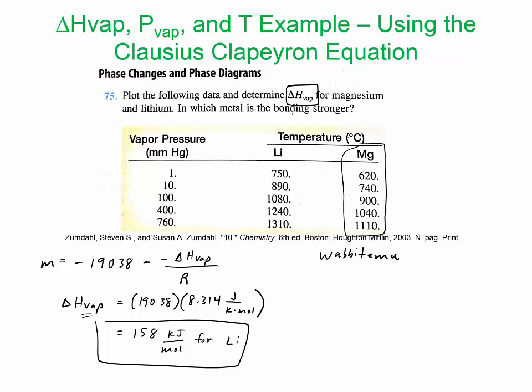So do it for this, and the question is: which metal is the bonding stronger in? Remember, if you increase the IMFs, you increase the intermolecular strength of the bond, so it's harder to boil, which gives rise to a higher enthalpy of vaporization. So you need to figure out what the enthalpy of vaporization is for magnesium, and then you can compare it to this number. Okay, so good luck finishing off this problem. I'd like to see what you guys come up with. And that's the end of our tutorial.